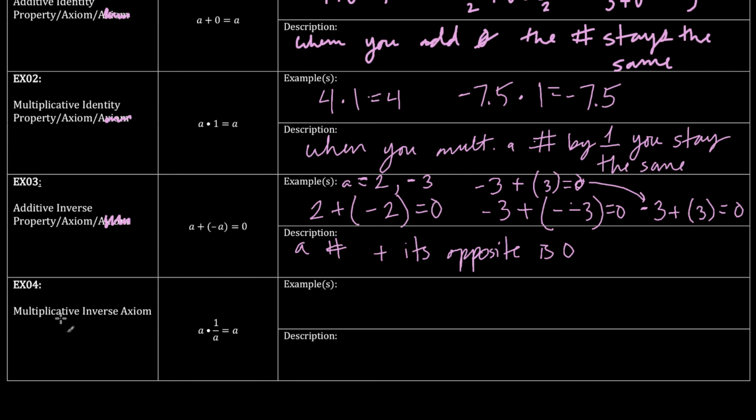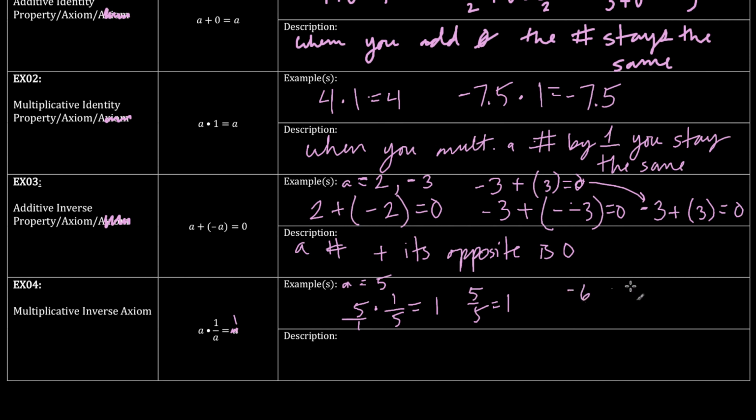Lastly, we have the multiplicative inverse axiom. So let's make a 5. So we have 5 times 1 over 5, and it should equal, this is wrong, this should equal 1. So 5 times 1 over 5 should equal 1. And that leads me to 5 over 5, which is in fact 1.